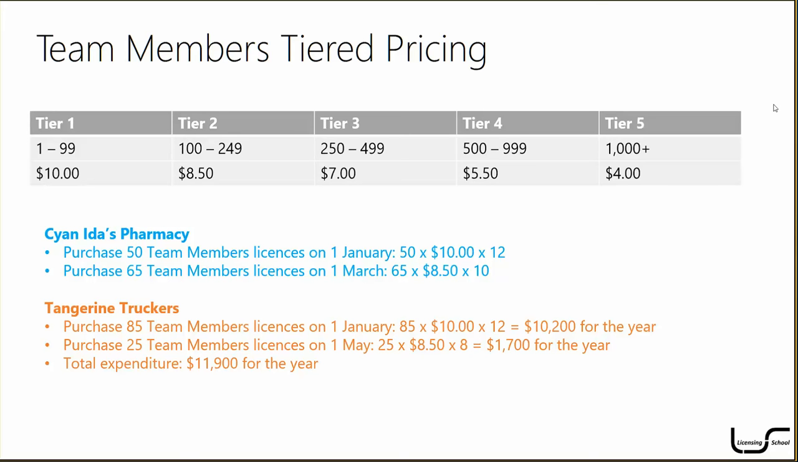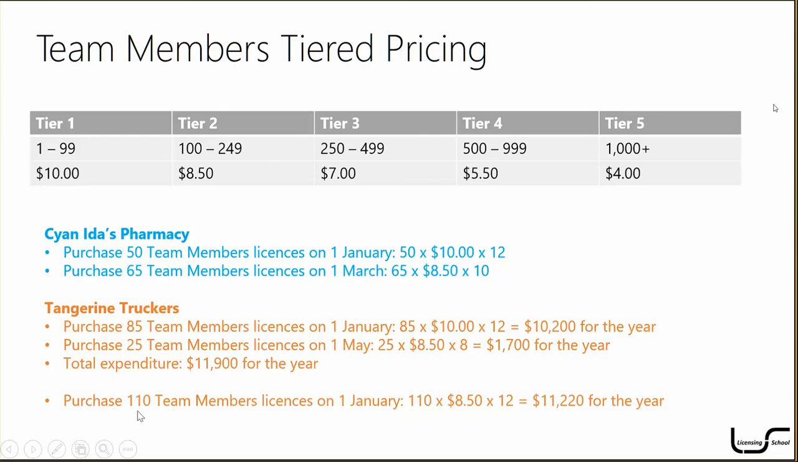That makes sense. And then let's have a look at this. What about if you said to your customers, well, actually, let's think ahead. You want 110 licenses this year. Let's see what we can do. Have a look at this. If you had bought 110 team members licenses on the 1st of January, so they only wanted 85 there, then can you see you would have got that whole purchase at $8.50. And if we're paying for the whole year, can you see the cost is less?